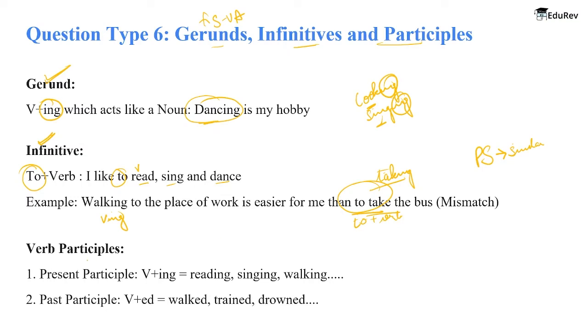Alright. Verb participles. First is the present participle. In the present participle, it is verb plus ing. That is reading, singing, walking, writing, dancing, cooking, and so on. But in the past participle, it is verb plus ed. We talk about sentences basically here. That is walked, trained, drowned, cooked, danced, whatever. But verb with ed is our past participle, and in the present it is verb plus ing.